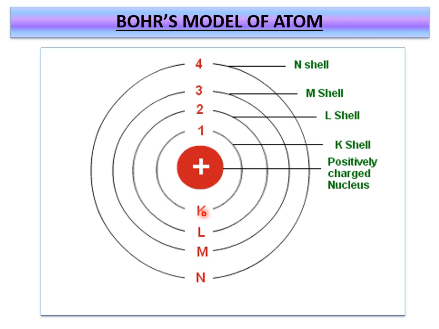So this is Bohr's model. Already I told that K, L, M, N increase this way. If you remember, 1, 2, 3, 4. So this is n equals 1, we call it the K shell. n equals 2, L. n equals 3, M. n equals 4, it is the N shell. And this is a positively charged nucleus. You have to remember the structure of Bohr's model like this.